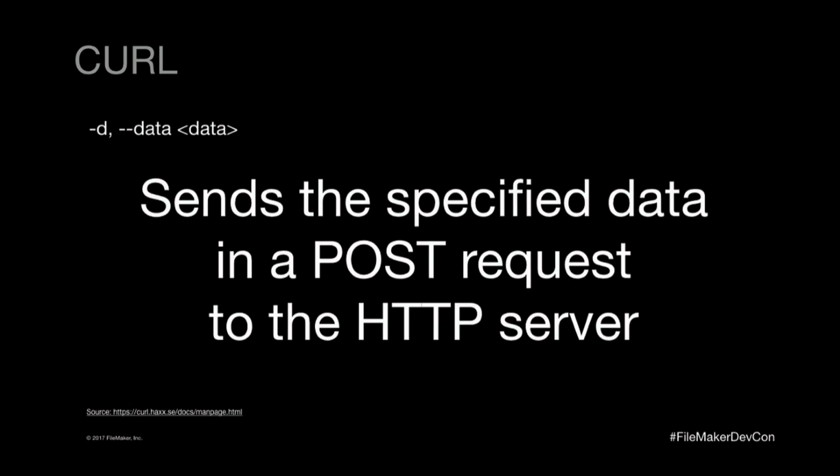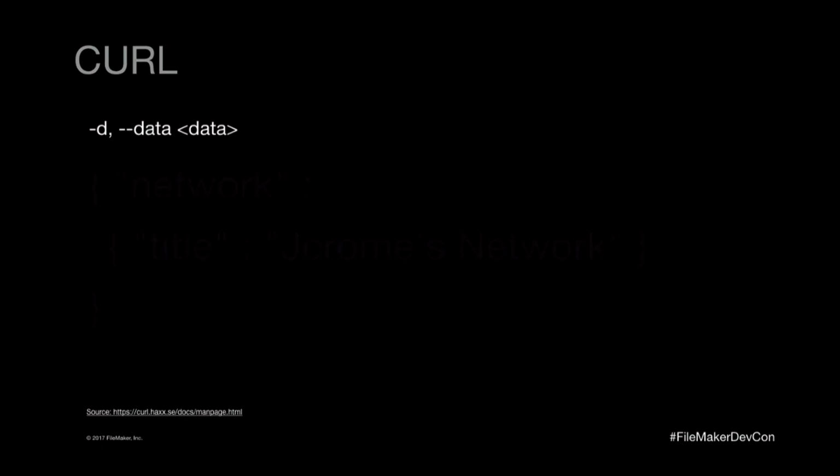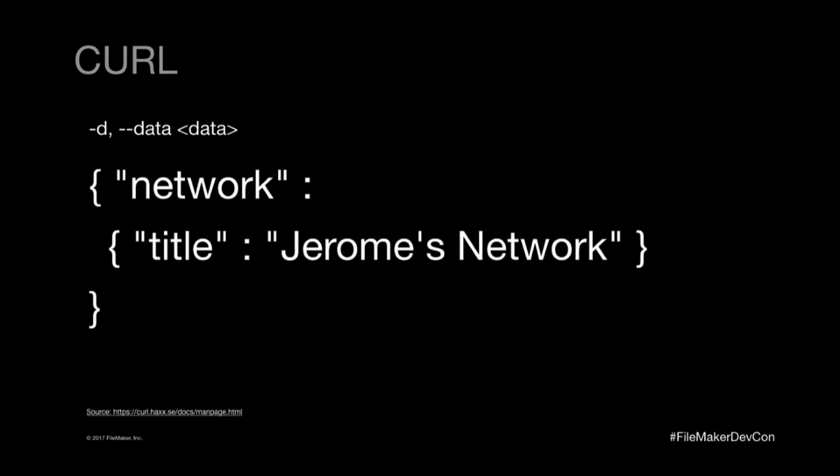And finally, -d or data, which means the information we are posting or sending to the server. In this case, it's a JSON object called network, which has a value of another JSON object called Jerome's network.